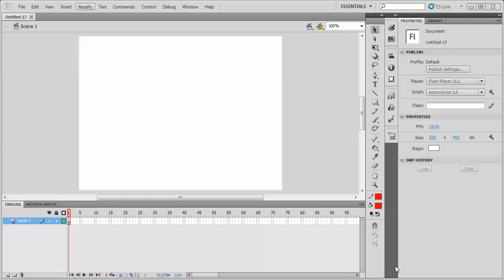Here's a discussion of frames, keyframes, and blank keyframes in Flash. Generally, when we talk about frames, we're referring to the timeline down here at the bottom of the page. So frames, but I find that the best way to think about frames is imagine them as pages.